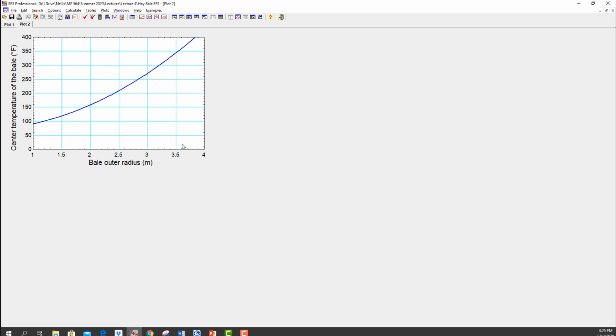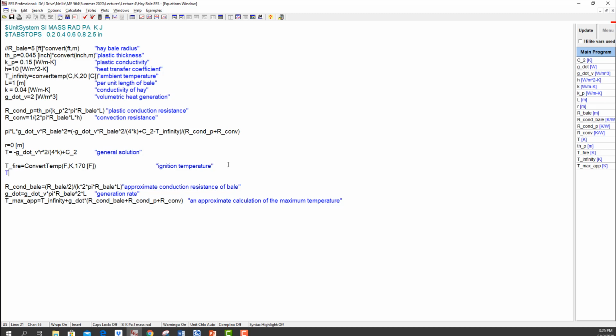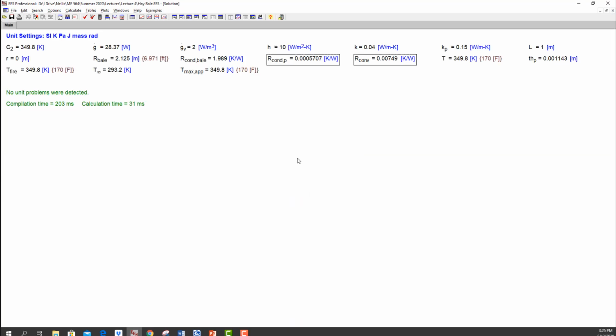If I wanted to know exactly how big I could make my bale, I would do something like this. I would just comment out the bale radius, and I would say T is equal to T fire, right, 170 degrees Fahrenheit, and I would let EES tell me that the bale radius is 2.125 meters at the point where you would start on fire, right? So 5 feet was fine, 7 feet not so good, right? That's what that's saying.